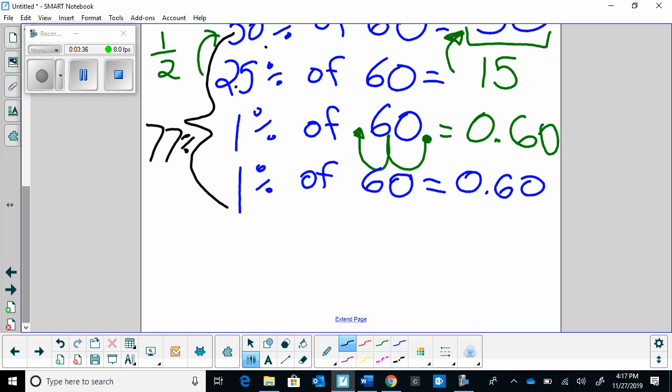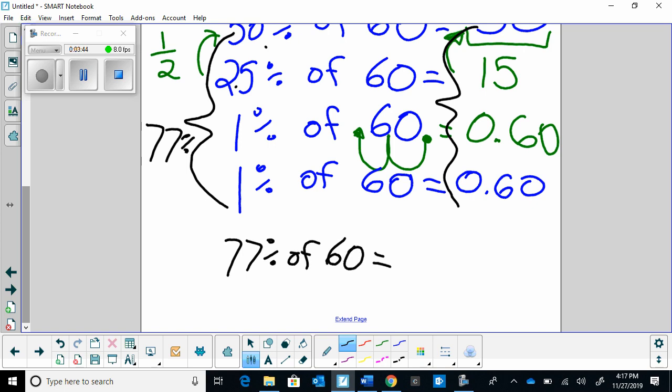So if I just add up all of these numbers here, that's going to give me what 77% of 60 is. Which in this case, if we add them up, we have 30 plus 15, that's 45. And then 45 plus 1.2, because 0.6 plus 0.6 is 1.2, 45 plus 1.2 is going to be 46.20.